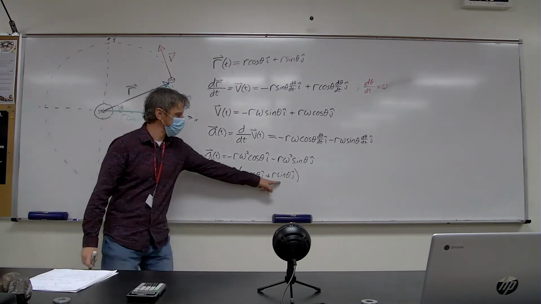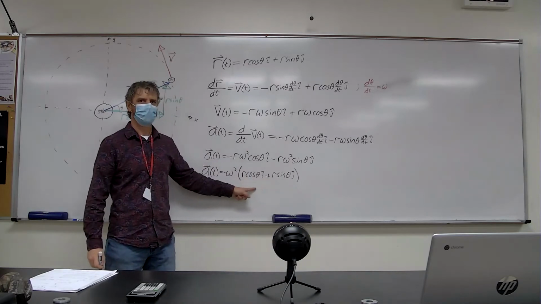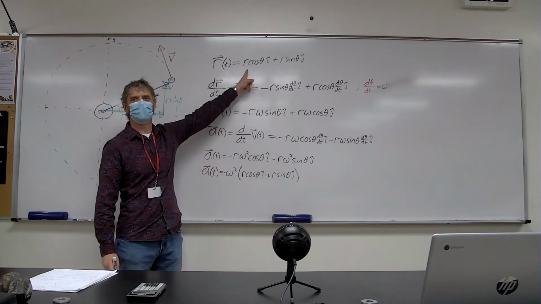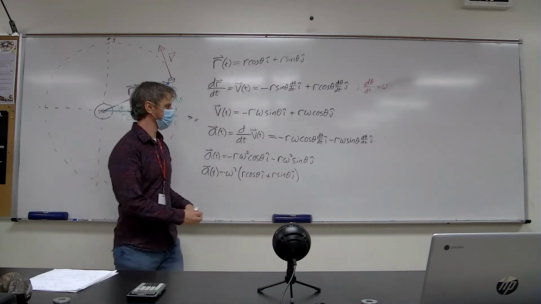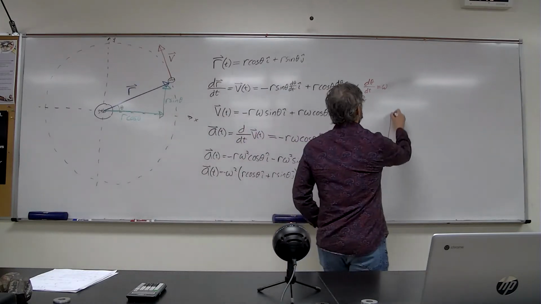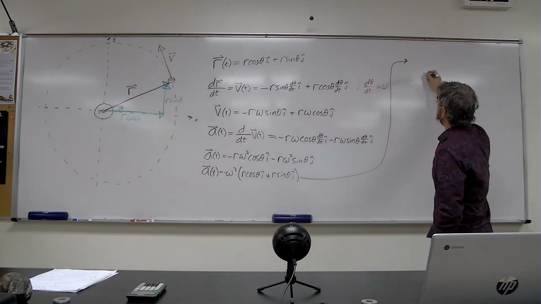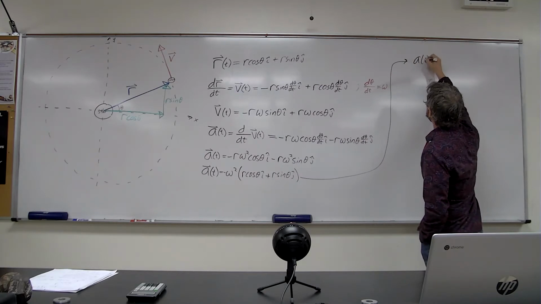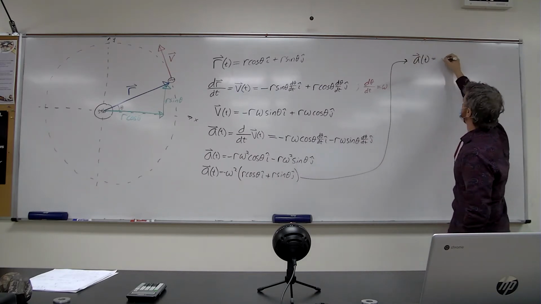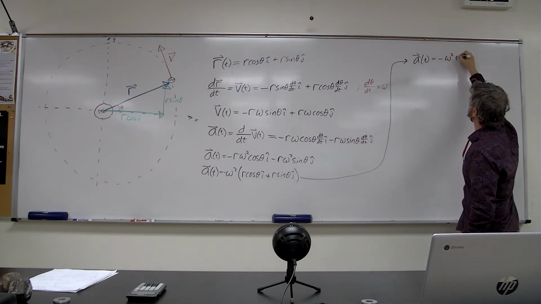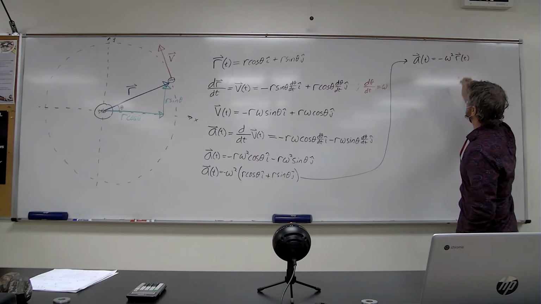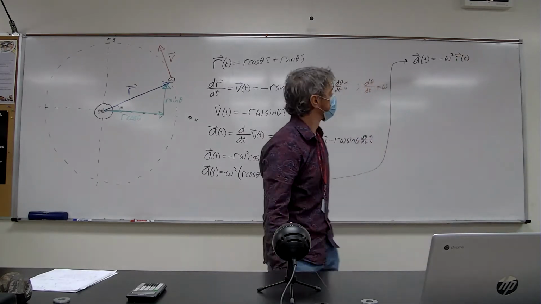Does this seem familiar? Oh, it's that one up there. It's the position function. Right? So I can actually simplify this a lot more and say that the acceleration as a function of time is simply negative omega squared times the position function as a function of time.